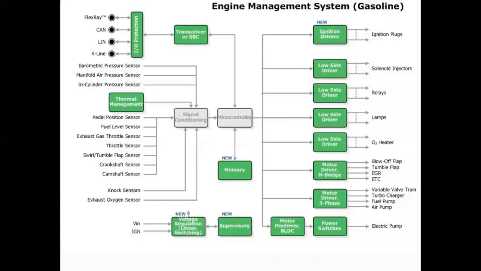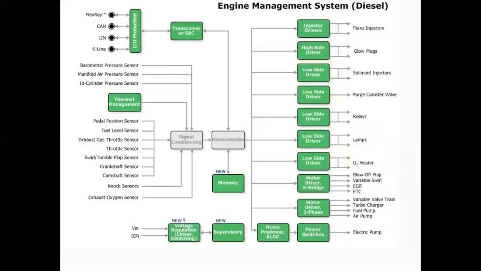So this is the system for a gasoline model, with the total inputs and outputs. We have a microcontroller and different sensors from the engine, such as the crankshaft, camshaft and knock sensor. These are the inputs we are getting. Then we get the data through the CAN network and transfer it to the SPC. Then it is all given to the ignition plugs, solenoid injectors, lamps, heaters, electrical pumps and variable valves.